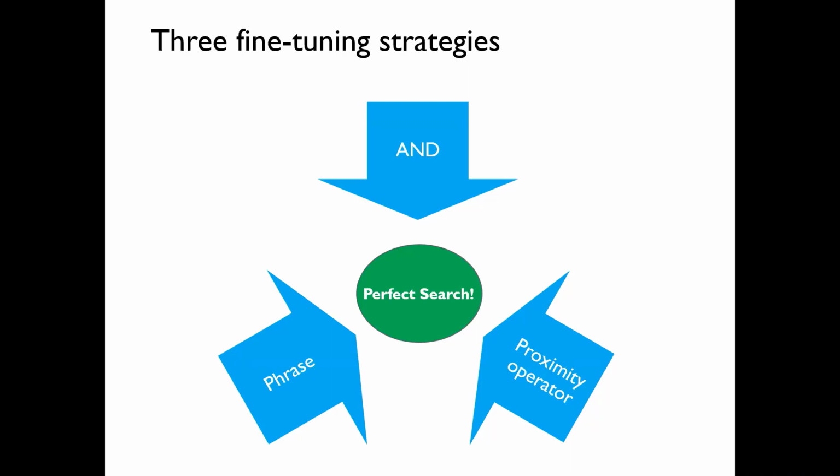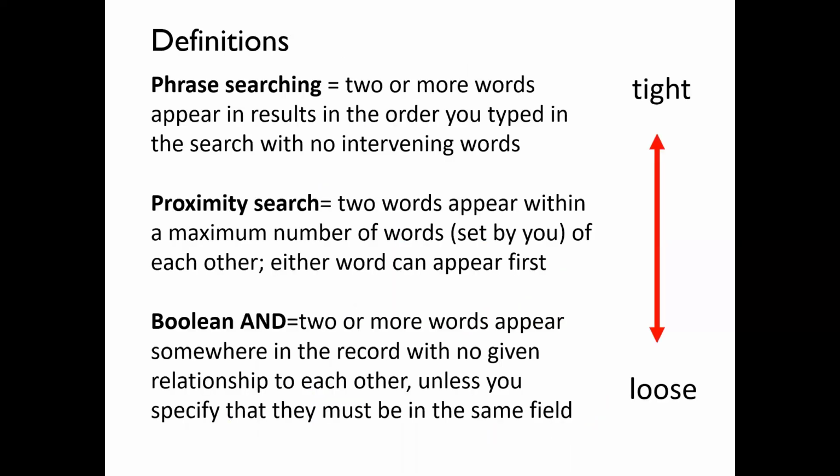So if we look at definitions, phrase searching means quite specifically that two or more words need to appear in your results in exactly the order that you typed them, and also with no intervening words between them. So that is the tightest kind of search that you can do.